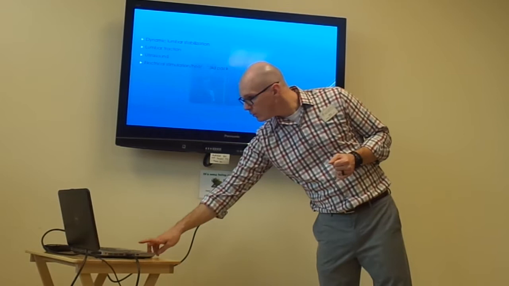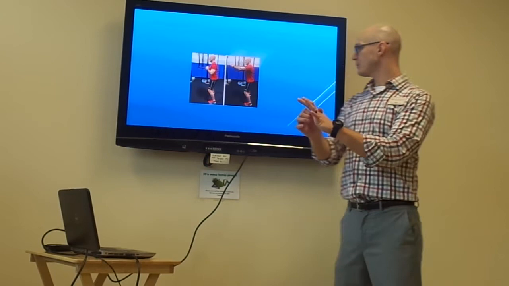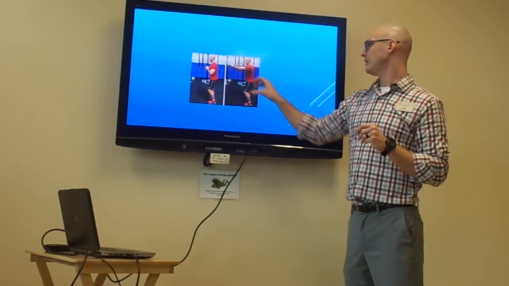So this would be an example of a dynamic lumbar stabilization exercise where he's keeping his core tight and his belly button tucked in, and he's moving his arms in and out, and naturally, with the resistance, he wants to try to twist or turn his spine. And a lot of the core muscles, I mean, that's really the core function, is to prevent you from twisting or moving at that point.